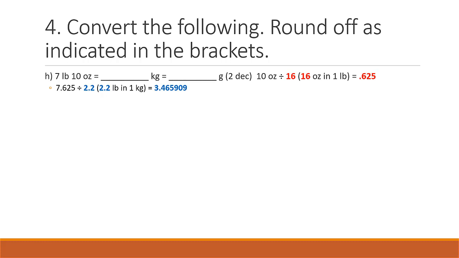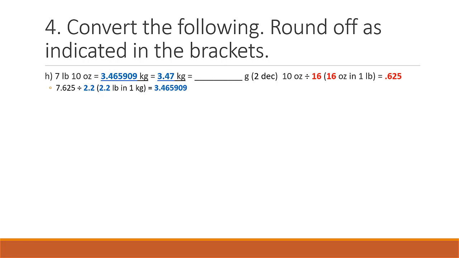So 7.625 pounds divided by 2.2, the amount of pounds in a kilogram, gives us 3.465904. That's the amount of kilograms there are in 7 pounds, 10 ounces. Need to round this off to 2 decimal places, so you get 3.47 kilograms.